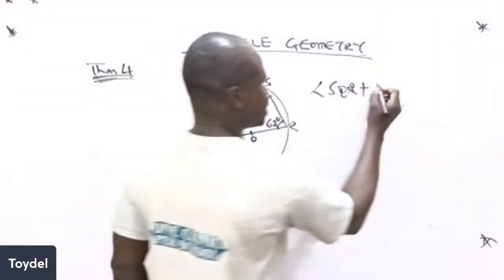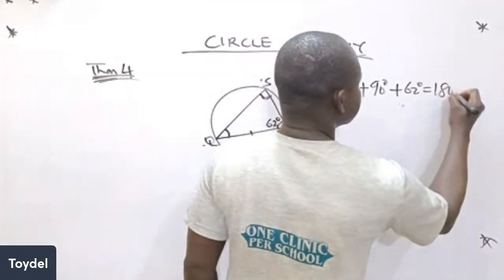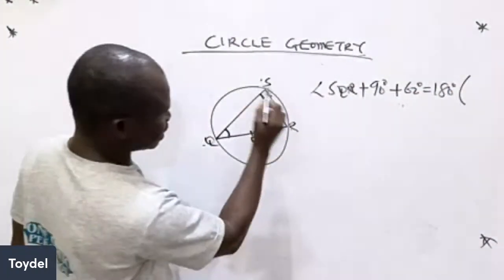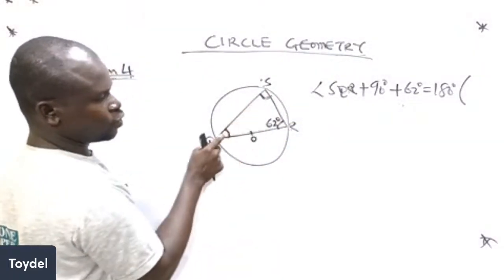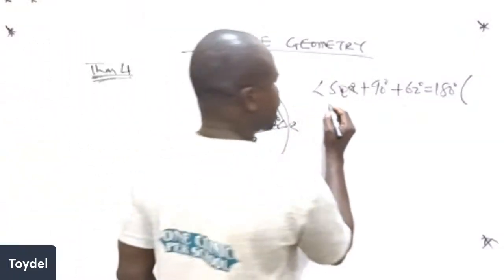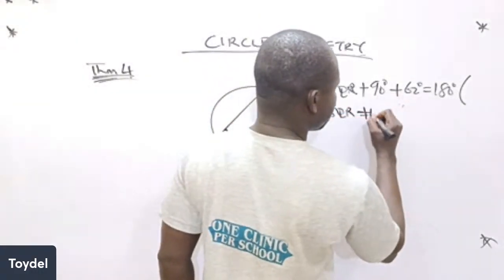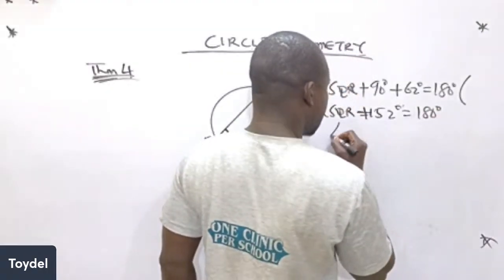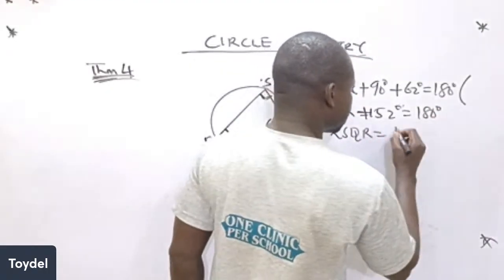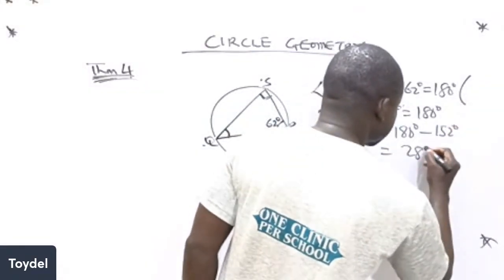Angle SQR plus 90 degrees plus 62 degrees is equal to 180. How do I know that? This is a triangle, and the sum of angles in a triangle is 180. You know two out of three unknowns, so you can find the last one. So angle SQR plus 152 is equal to 180 degrees. So angle SQR will be equal to 180 degrees minus 152, which is 28 degrees.